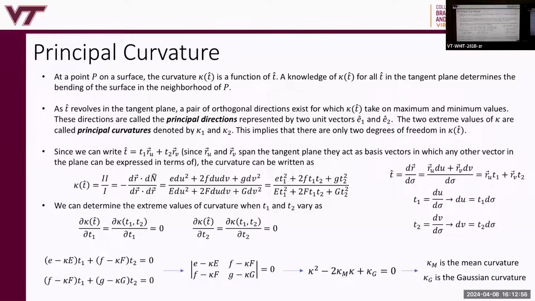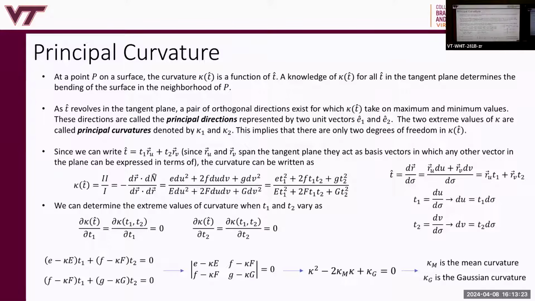And in terms of, okay, so look here. Here's t hat, which is dr d sigma, right? We know that. The tangent vector is the derivative of the position vector with respect to its parameter, right? And if it's a unit vector t hat, it's a unit speed curve, then it's parameterized in terms of its arc length. All right. Well, dr can be written as ru du plus rv dv.